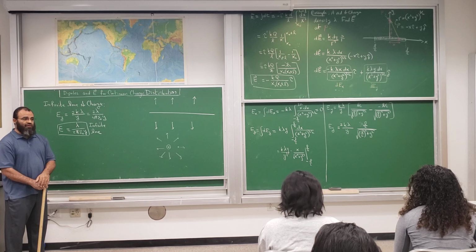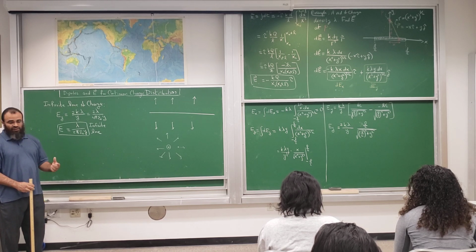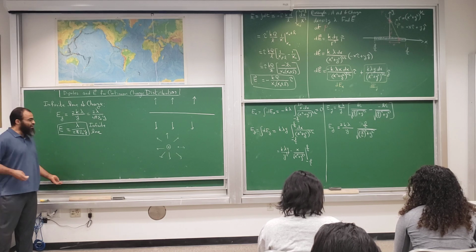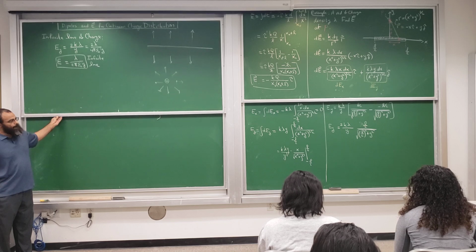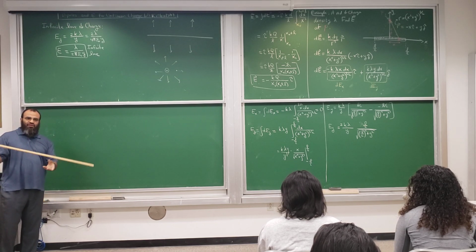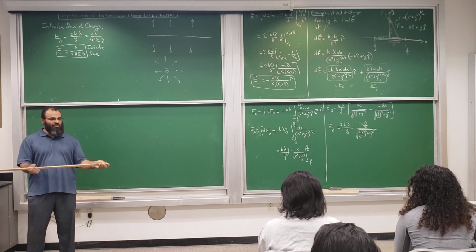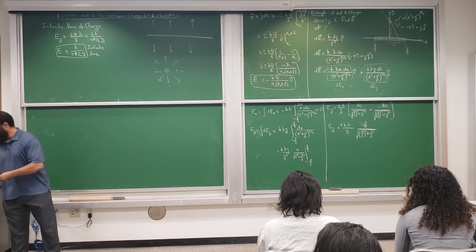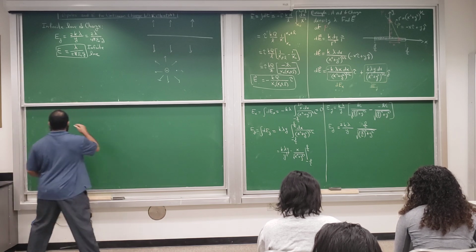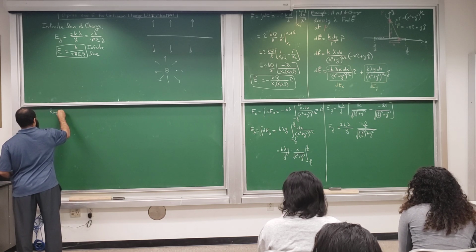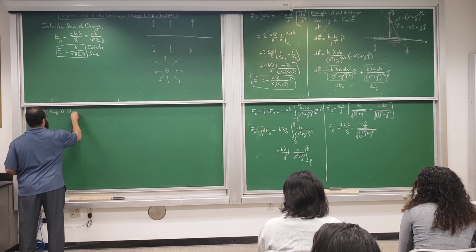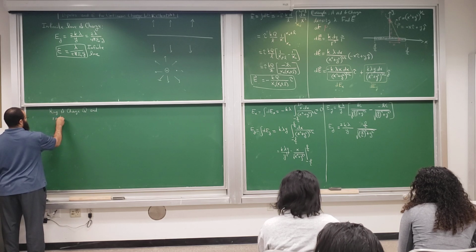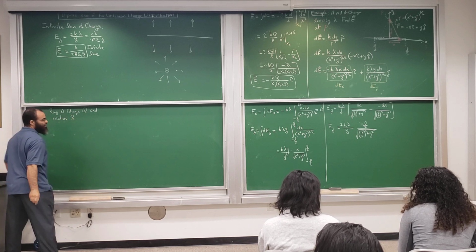Next one is going to be a ring of charge, and then probably that's it. So a ring of charge. Let's say this line of charge has a charge Q. Somebody comes in, bends it, and makes a loop. So here's the loop, the ring of charge Q, and the radius R. So here is the ring.